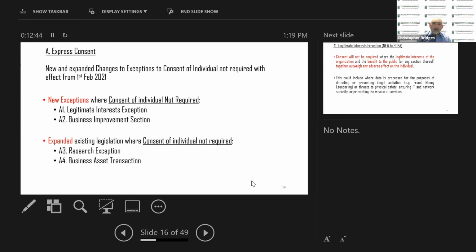All right. Although it's a very wide definition of business improvement, if you are taken to task and an individual has complained to the PDPC, you will have to justify whether or not the use or release of such personal data was in fact linked to the requirements of a business improvement. These new amendments have also expanded existing legislation where the consent of the individual is not required. Okay, it's made it wider for the research exception and the business asset transaction. For example, business asset transactions where you're going into a merger, you're doing a sale of shares between an incoming company, MBOs.